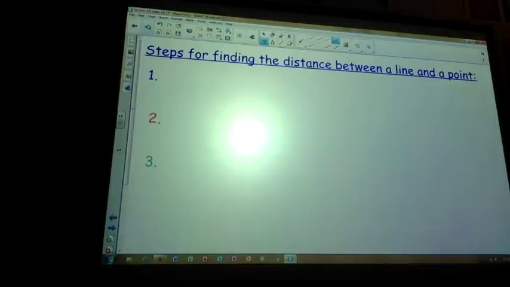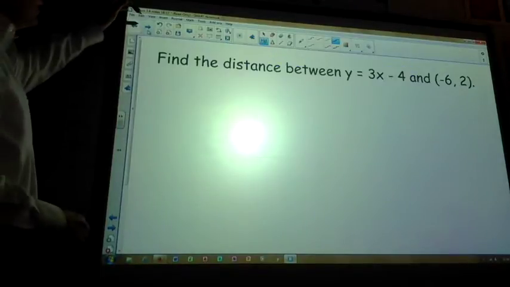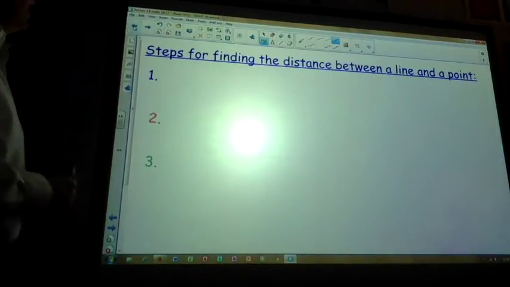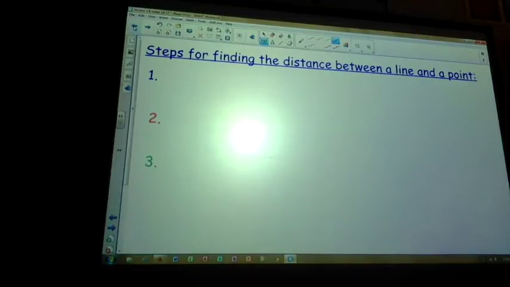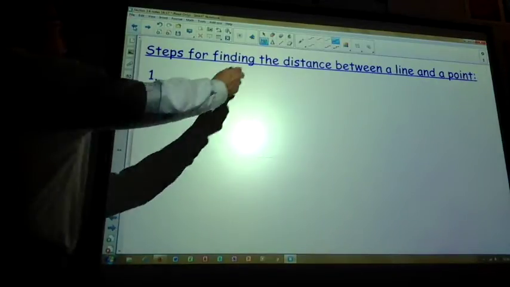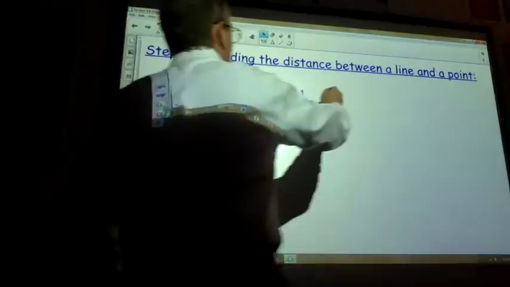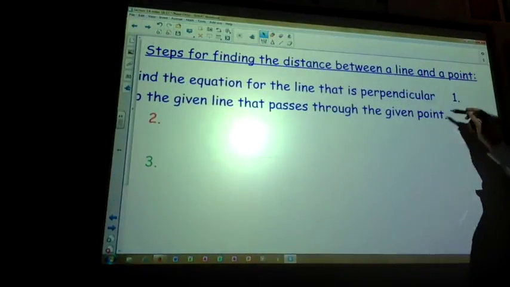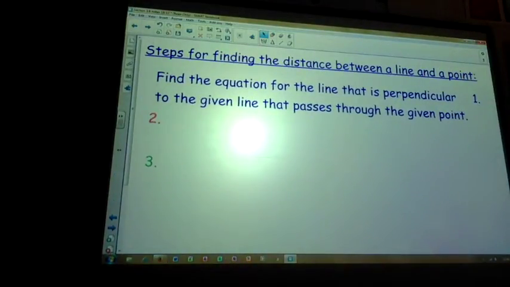Steps for, okay. Let's see what the next one just says. All right. Steps for finding the distance between a point and a line. I bet I could pull this. Find the equation for the line that is perpendicular to the given line and passes through the given point. Is that what I just found? Did I find the perpendicular equation?